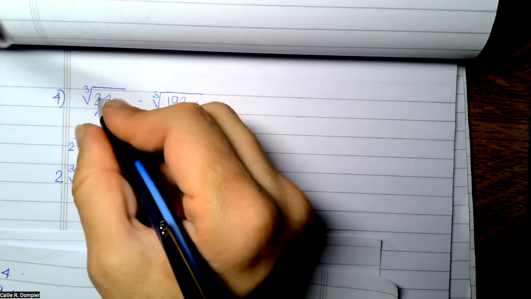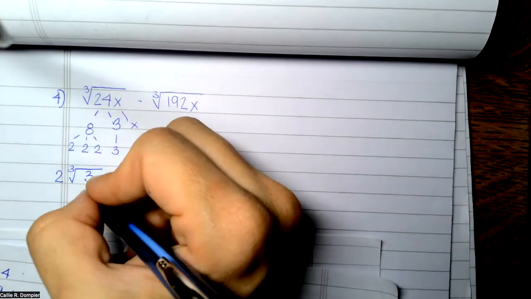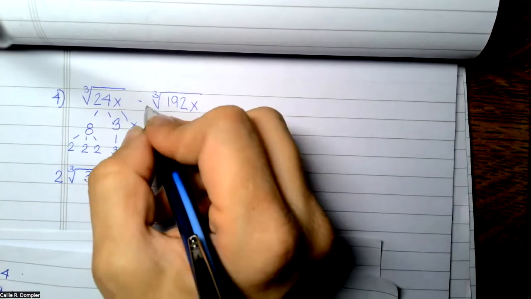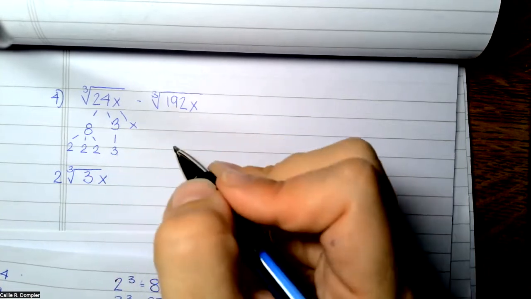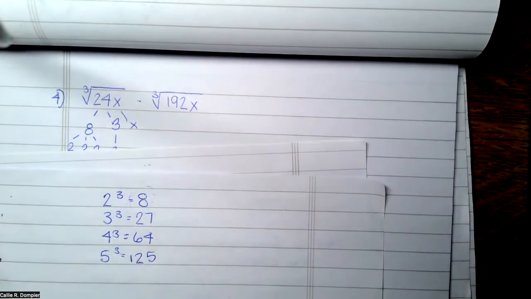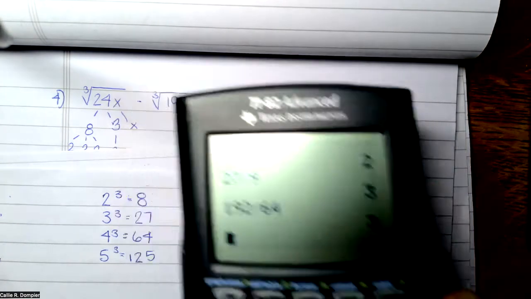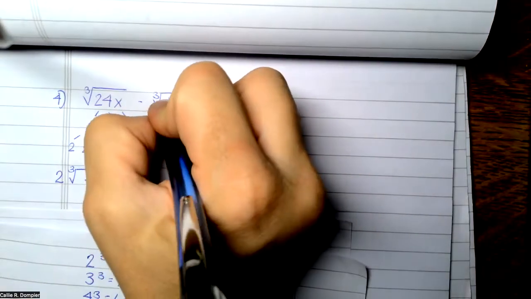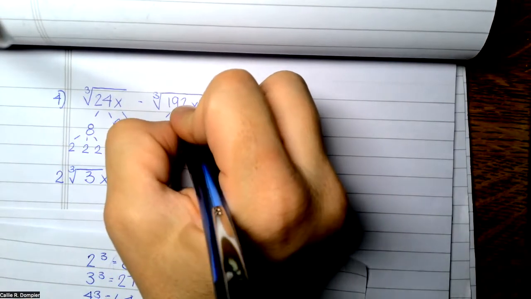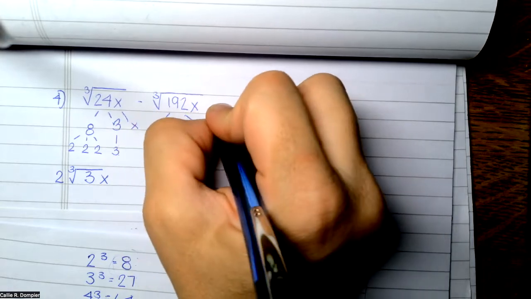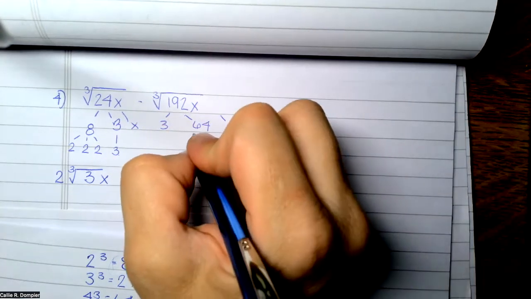So that's the simplification of the cubed root of 24x is 2 times the cubed root of 3x minus, right? And then 192. 192 divided by what? 192 divided by 64, maybe? 3. Good. 192 becomes 3 and 64 and x, right?